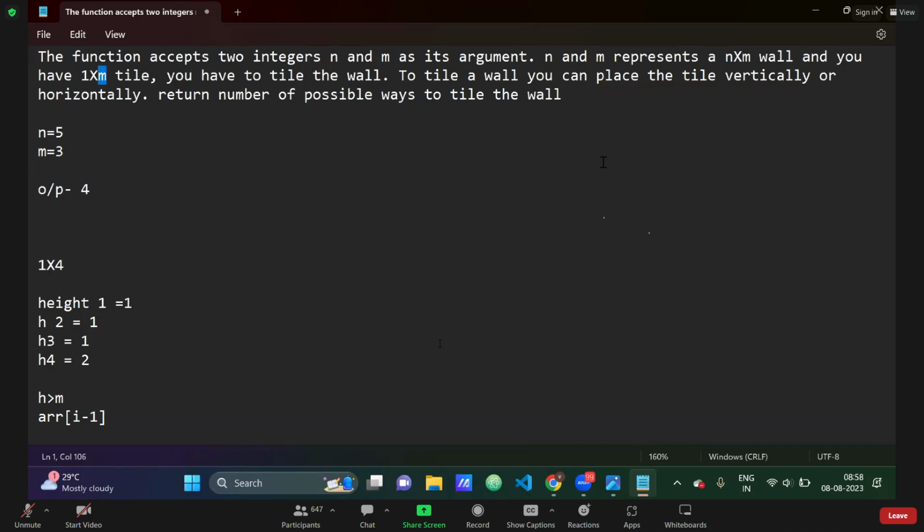So they didn't give n cross 1. Why did you consider a vertical tile? Sorry? No, they have given a 1 cross m tile only, and it says that you can place the tile either vertically or horizontally. Yes, please read the question once again. So to tile a wall, you can place the tile vertically or horizontally. Yeah. So everyone understood the logic?